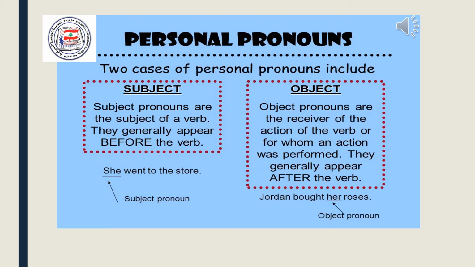Object pronouns are the receiver of the action of the verb or for whom an action was performed. They generally appear after the verb. Jordan bought her roses. Her is an object pronoun that came after the verb.